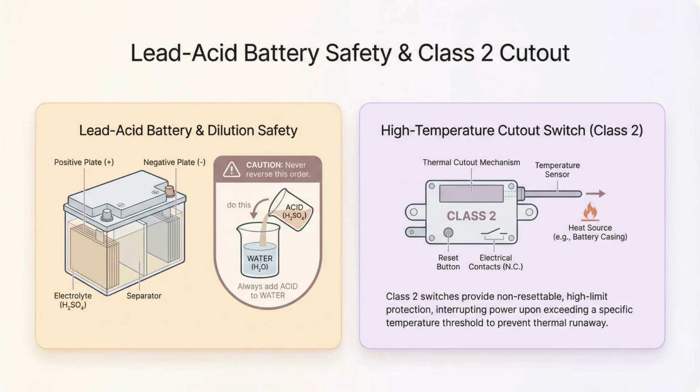A 100 amp-hour battery delivering 8 amps lasts about 12 hours. Also, high-temperature cutout circuits are designated as Class 2 circuits.